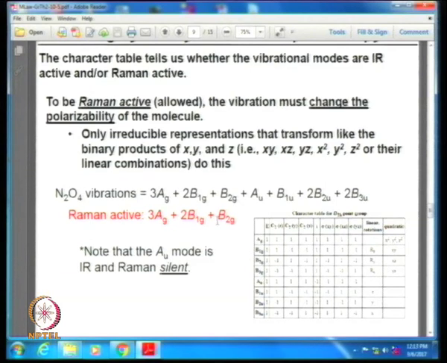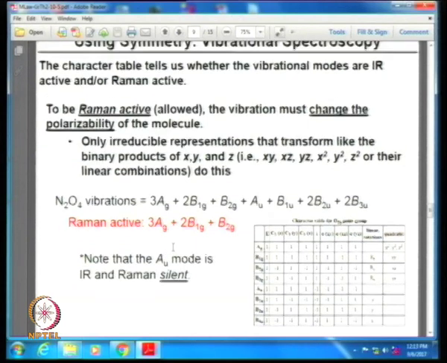And you can now imagine why they have devised this notation, because the type G will all enter the Raman spectrum. So this 3, 2 and only the first 3 terms matter and the rest don't matter to it. And in fact the AU does not enter anything.